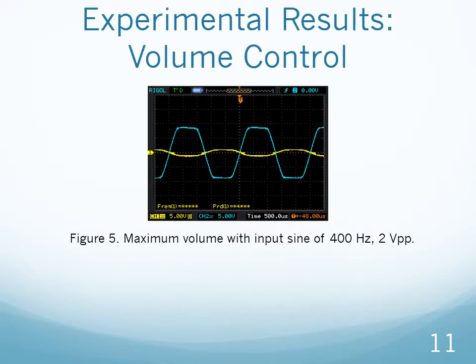And then the volume control, this just shows the amount of gain that's possible. So that was an input signal of about 2 volts, and then you can see it's going almost to 10 volts. So I think the ultimate is 12 dB of gain.